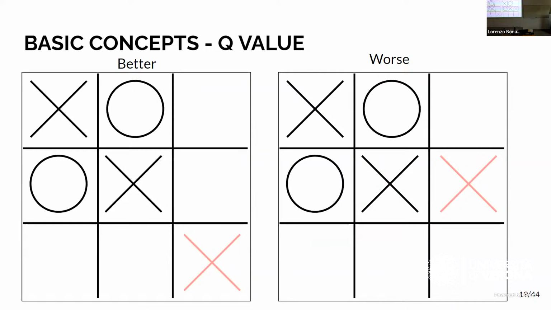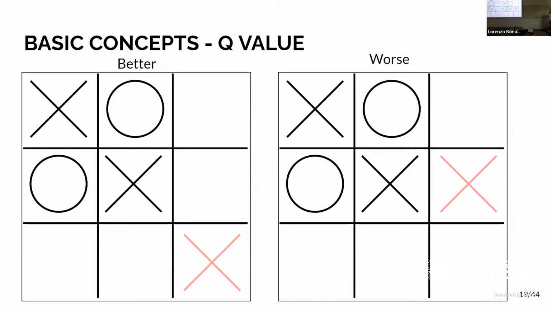Here there is an example of tic-tac-toe, which explains better the concept of the Q-value. We have crosses and circles. The black ones that you see are the given states, while the red crosses that you see are what we did a moment ago.